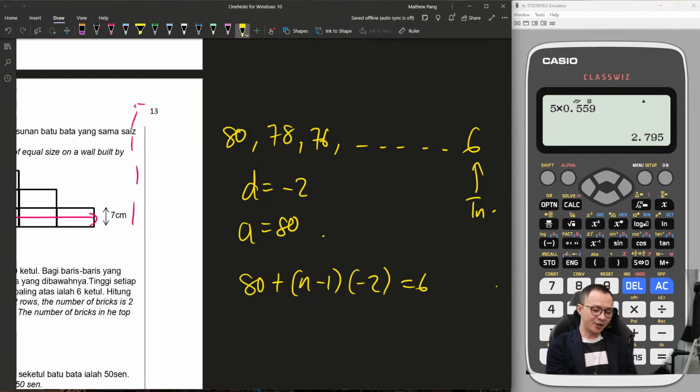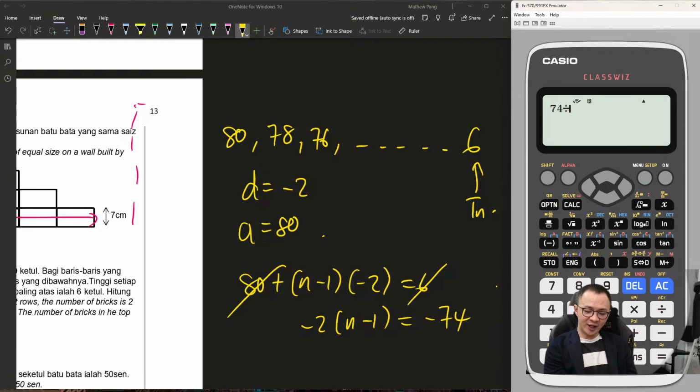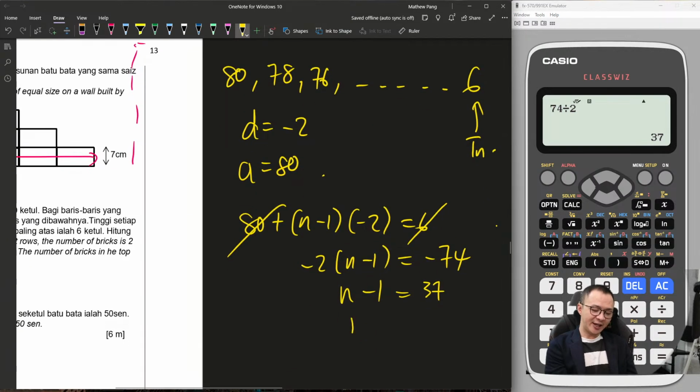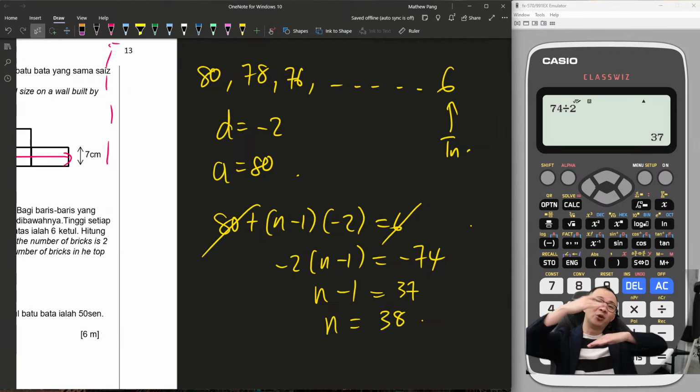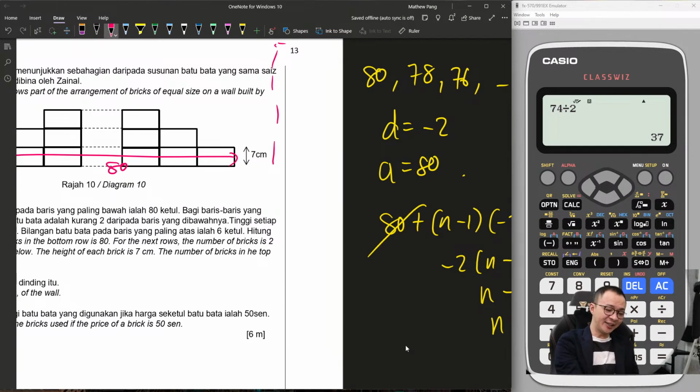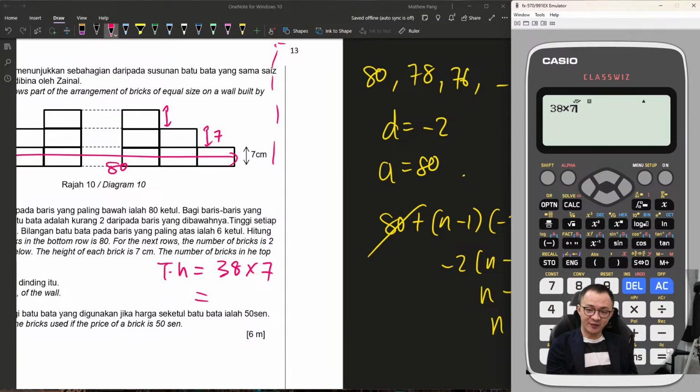Just solving this equation. Negative 2 times (n minus 1) equals negative 74 after moving terms. Then 74 divided by 2, we get 37. So n minus 1 is 37, then n equals 38. That means in total I have about 38 rows. Each row has a height of 7 centimeters. The height doesn't decrease, it remains 7 centimeters. So the total height should be 38 times 7. That's all. 38 multiplied by 7 is 266 centimeters.